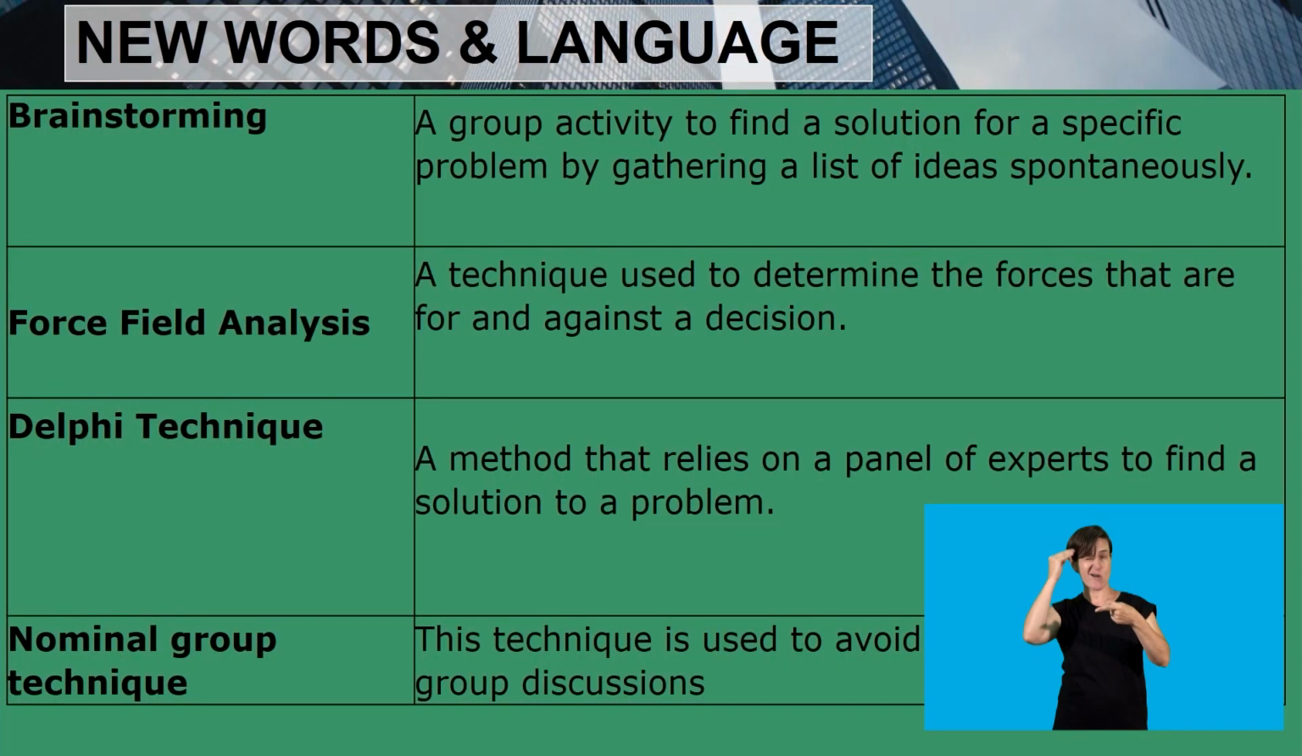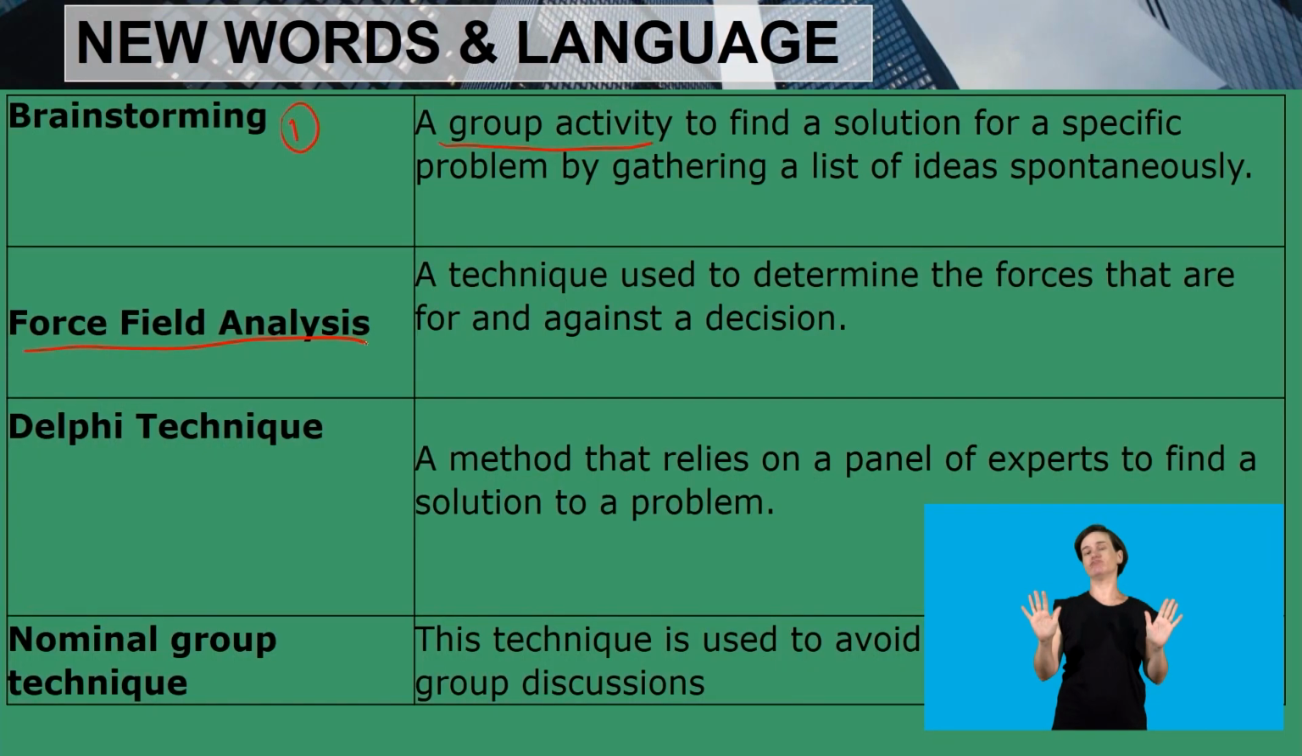The first one being brainstorming. Brainstorming is a group activity to find a solution for a specific problem by gathering a list of ideas spontaneously. Don't forget, a group activity. Secondly, we'll be looking at the force-field analysis. I hope you can hear. I'm not saying force-field, I'm saying force-field analysis.